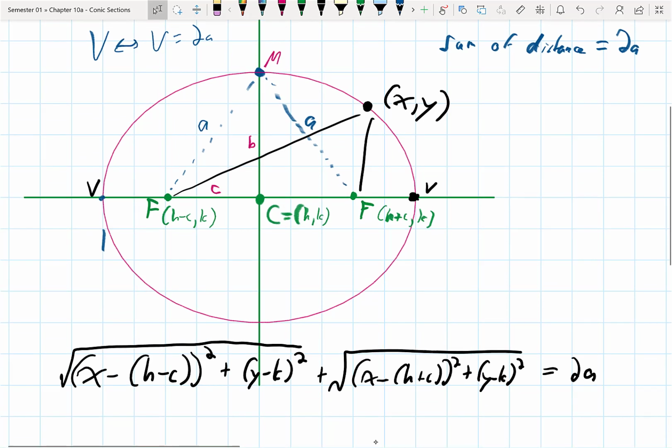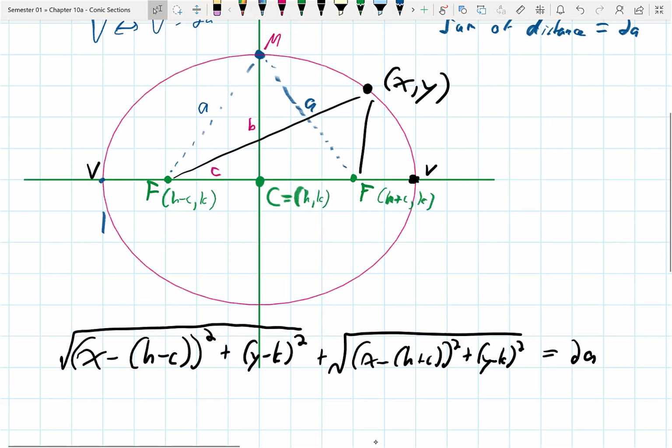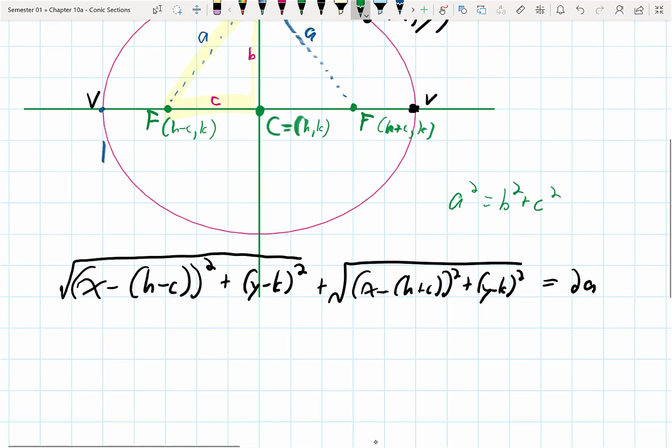So this is some fun algebra for you guys. We have to try to manipulate this to get to a better form, and the only other trick is that in this right triangle right here, I see that a squared is equal to b squared plus c squared. So you guys are in honors class. Let's derive the formula. We're going to square both sides and move this radical over to the right side.